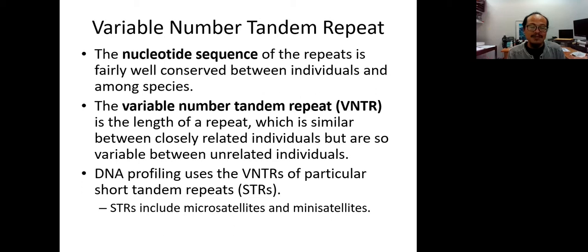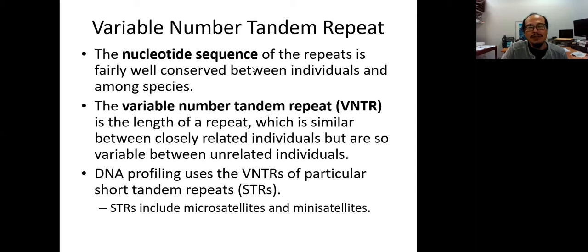For example, people don't really have any disease from that. So this leads to the idea of variable number of repeats, that the number of the repeats can be varied. These repeats are microsatellites or minisatellites. One of those is called the short tandem repeats. So let's look at this one. Let's read this one very quickly.